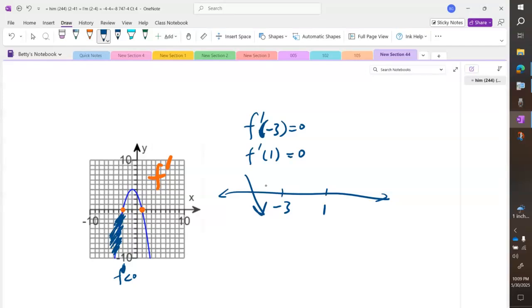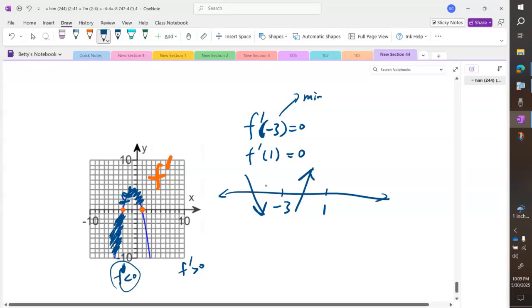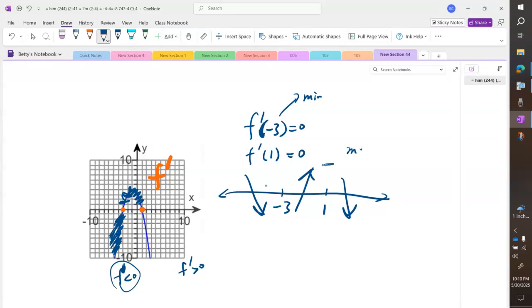From negative 3 to 1, f prime is positive, right? F prime is positive, that means the function is increasing. That actually makes negative 3 a minimum, right? Minimum. And from 1 to infinity, f prime is less than 0, so that means it's decreasing again. And that makes 1 a maximum.